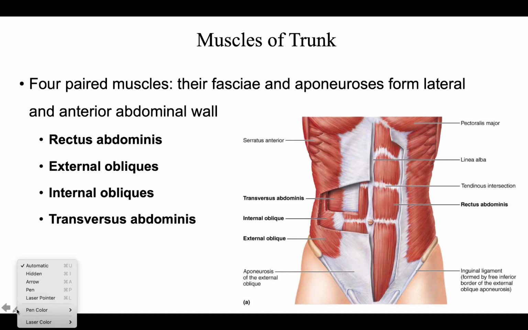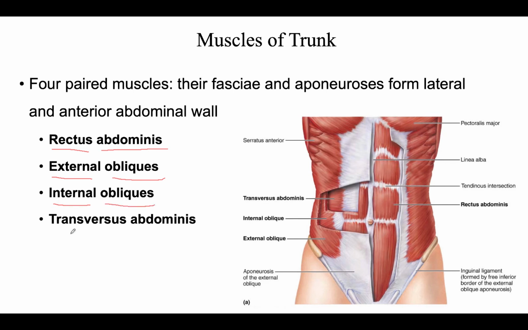Rectus Abdominis is the first one. Now, we've been learning about terminology, so I want you to keep these terms, the Latin terminology, in mind as we go through. Rectus Abdominis. Okay, think about what that means. What does rectus mean? What does abdominis mean? External oblique muscles. What does oblique mean and external? Internal oblique. What is internal? What is oblique? Transverse abdominis.